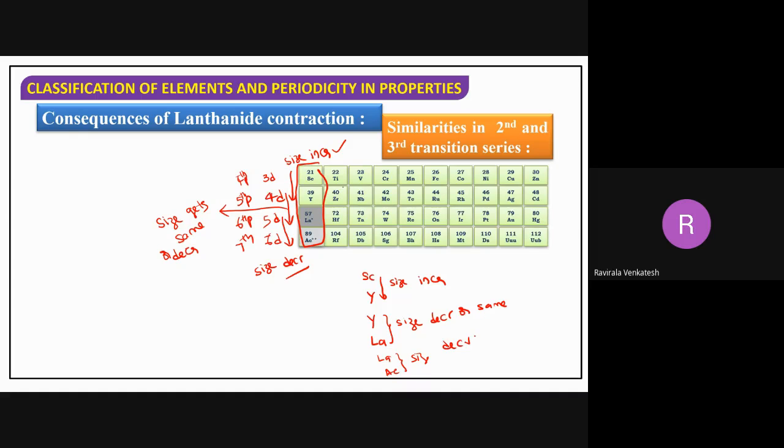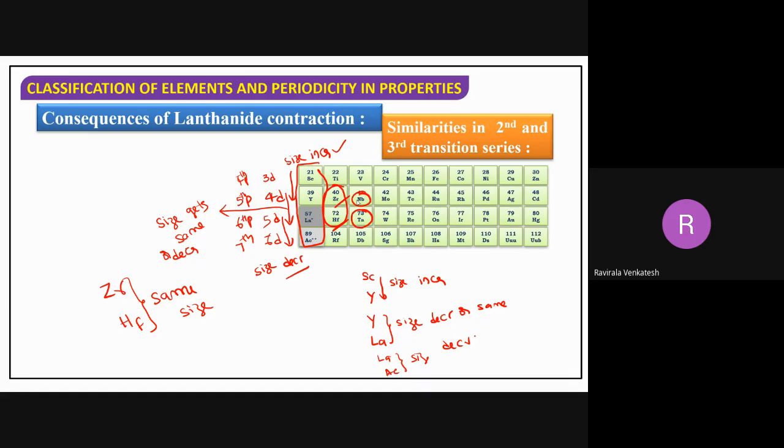For example, if you take zirconium and hafnium, it's very, very important. These two have the same size. In examination, they may ask: why do zirconium, Zr, and hafnium have the same size? Because of lanthanoid contraction. Otherwise, niobium and tantalum also have almost the same size. What is the reason? Lanthanoid contraction.